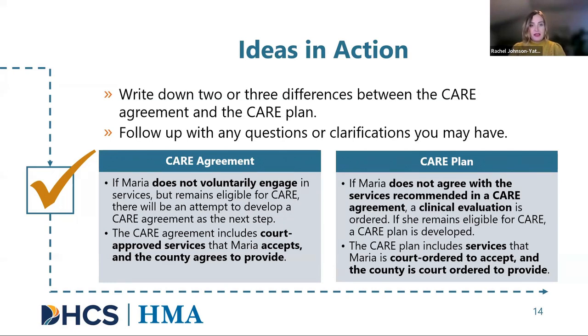Now, if a care agreement can't be met or made, then oftentimes we will shift to the care plan. And this will occur if Maria does not agree with the services that are recommended in the care agreement. And if this takes place, a clinical evaluation will be ordered. And if it is found that she is indeed still eligible for the care process, then a care plan will be developed. The main difference here is that the care plan will also include services much like the care agreement. However, in the care plan, Maria will be court ordered to accept them, and the county will be court ordered to provide the services. So that's really the main difference between the two.